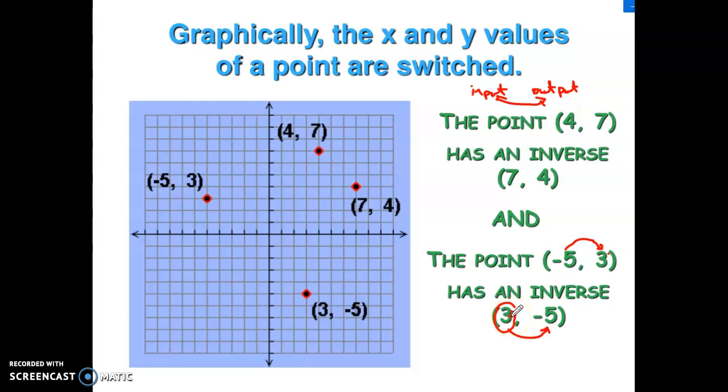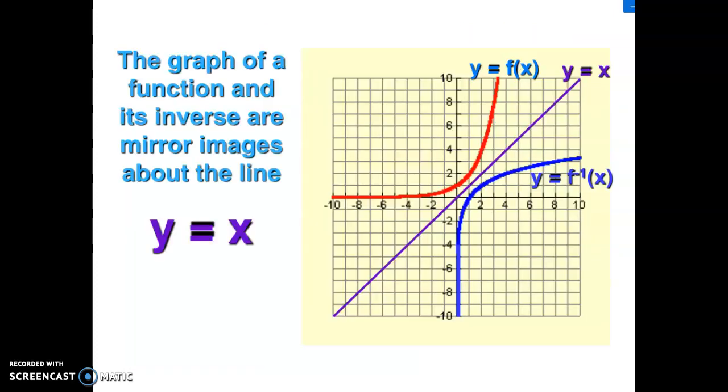So that input and output gets switched. When you look at your data points, that's exactly what's happening here. When we have this one relationship, 4, 7, the inverse would be 7, 4. The output and input get switched, the x's and y's get switched. And it creates a nice little visual for us: this diagonal line y equals x is the mirror image. It's like that's where the mirror is.